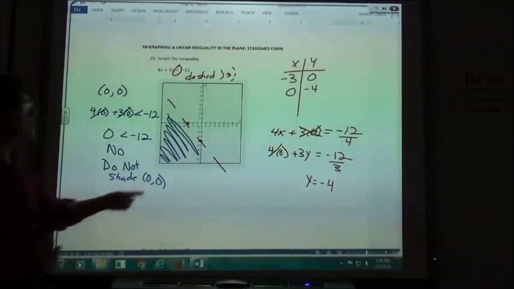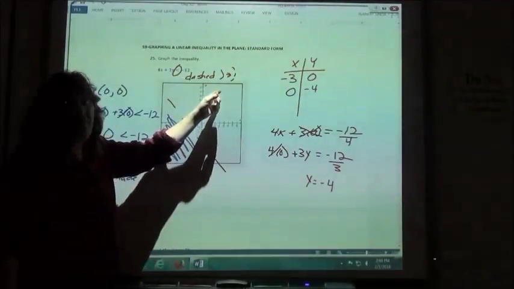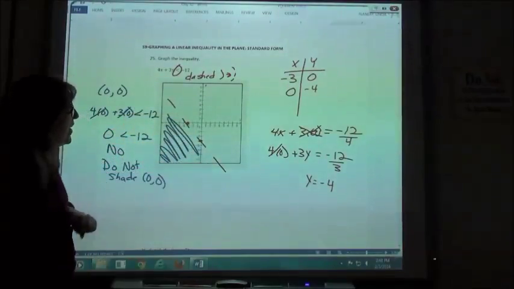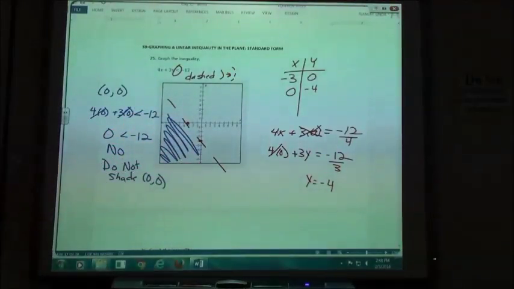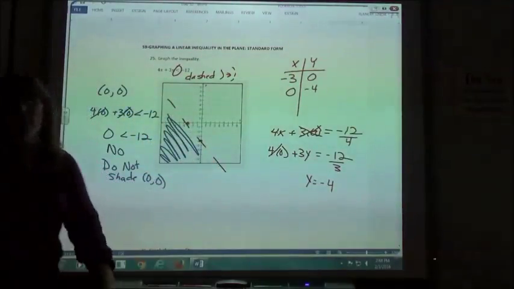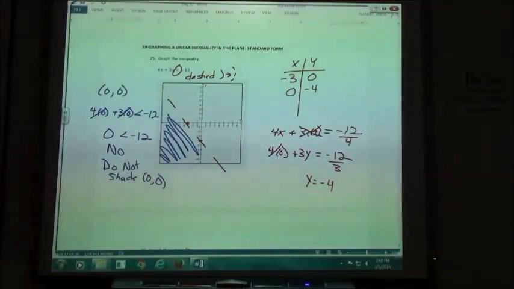Now I really could have tested a point 5, 7, or any point, as long as it's not on the line that I have drawn. So usually I use 0, 0 unless my line happens to go right through 0, 0. Then I have to pick a different point to test.